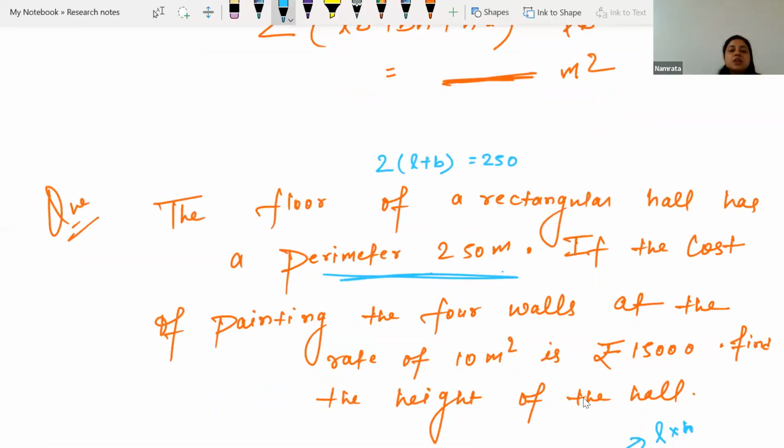So this is one of the equations we have in hand, that is L plus B is equal to 125. This is one of the pieces of information we have in hand. Now the next part says, if the cost of painting the four walls, we are going to paint only the four walls, excluding the top and the bottom part.